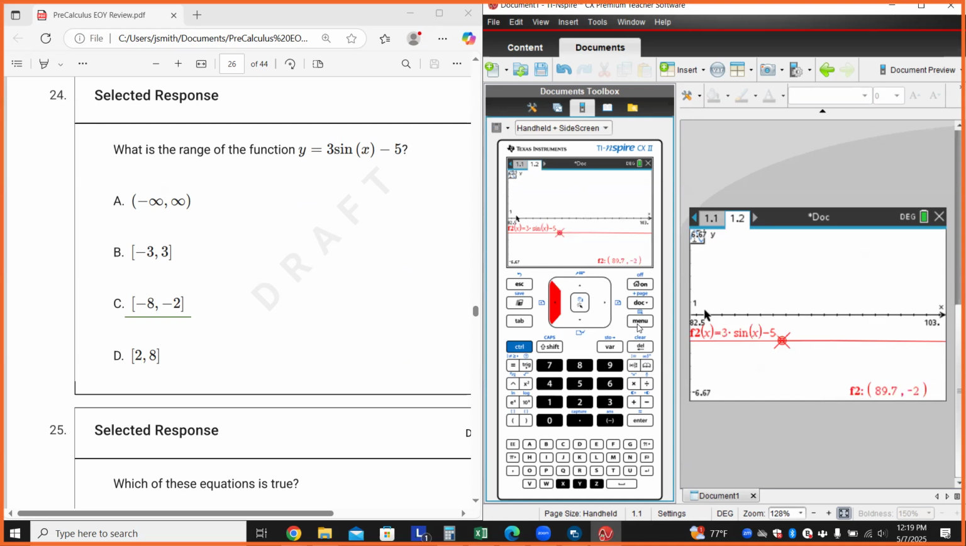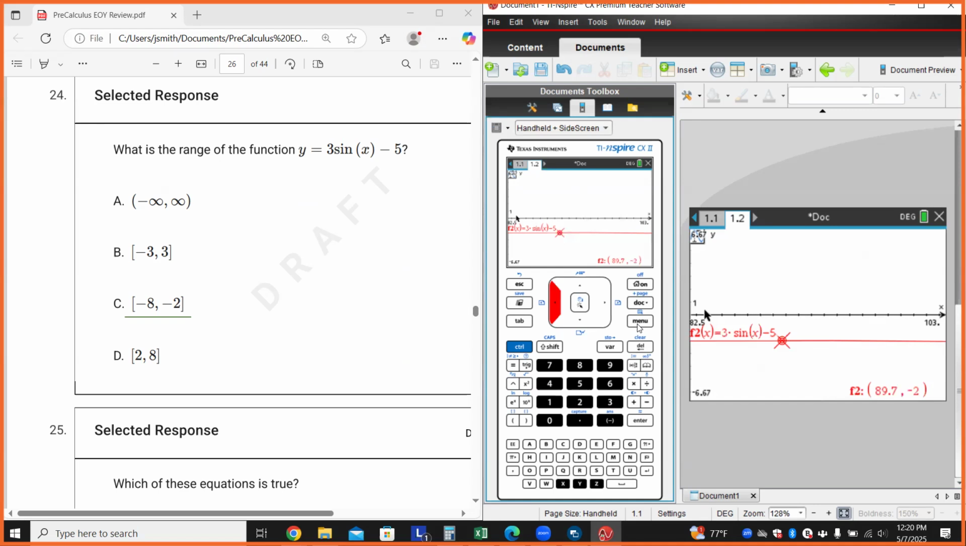I'm not understanding the question. You mean the Y? Right, yeah. No, the -8 and the -2 would both be Y values.